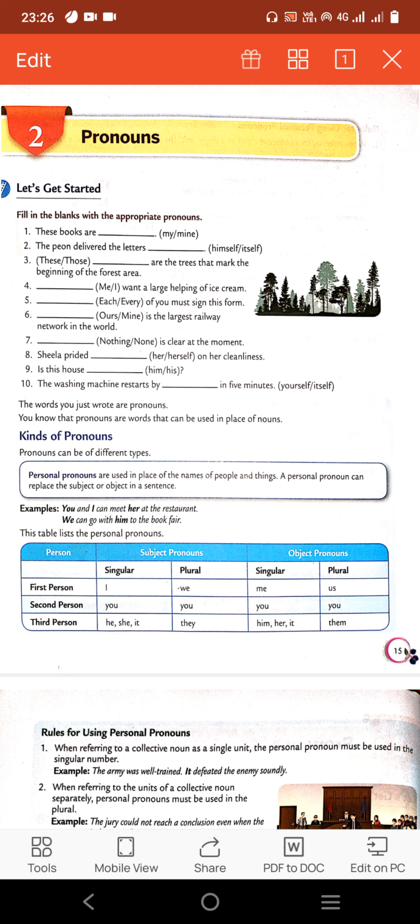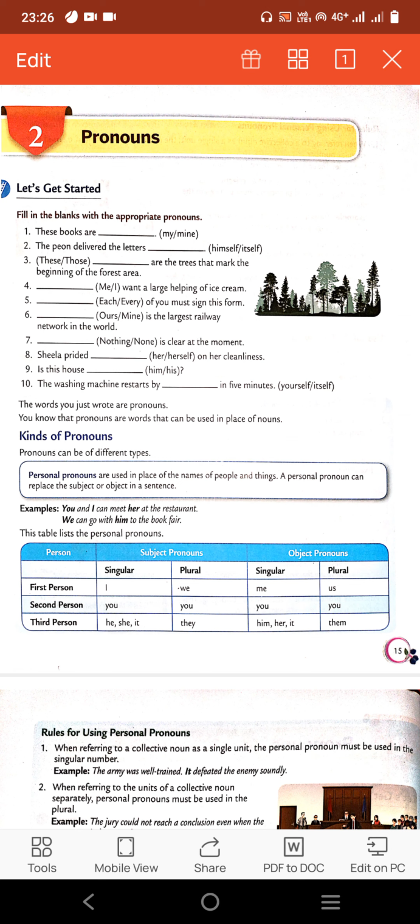So here students, you can see in the very first example, you, I and her. All these words are what? All these are personal pronouns. In the second statement, you can see we and him. Both the words are personal pronouns. So a chart is already given here. You can see first person, second person, third person, singular pronoun and plural pronoun, subject pronouns. In the object pronouns, you can see singular and plural.